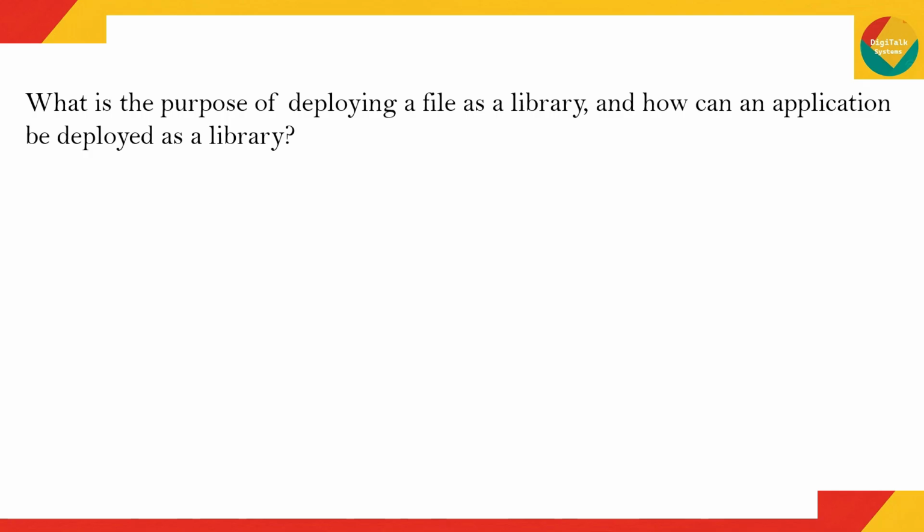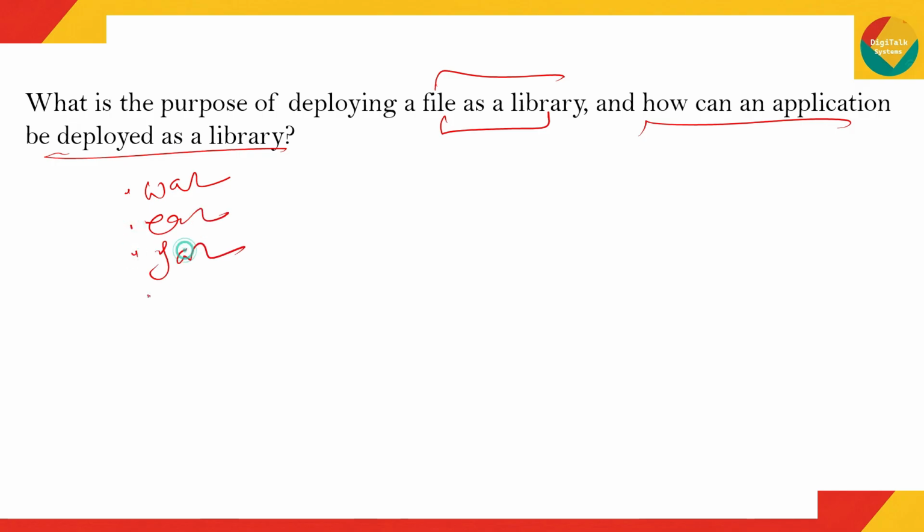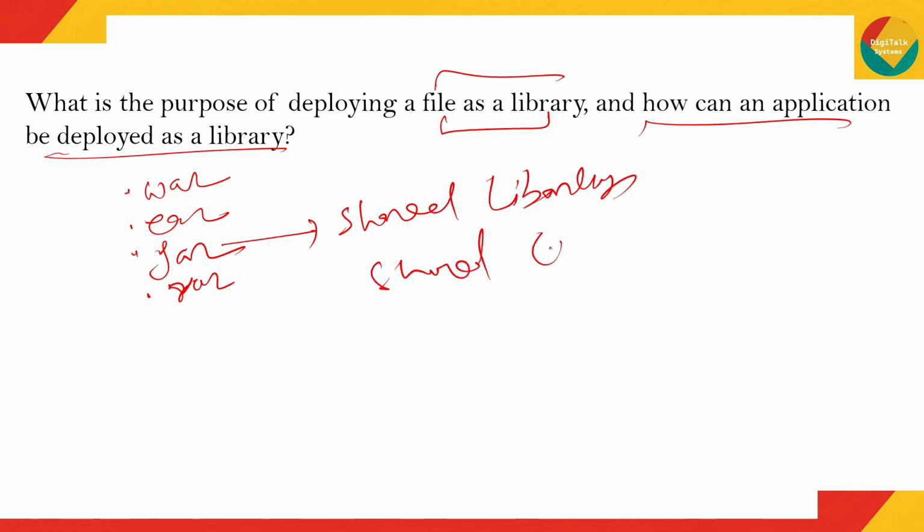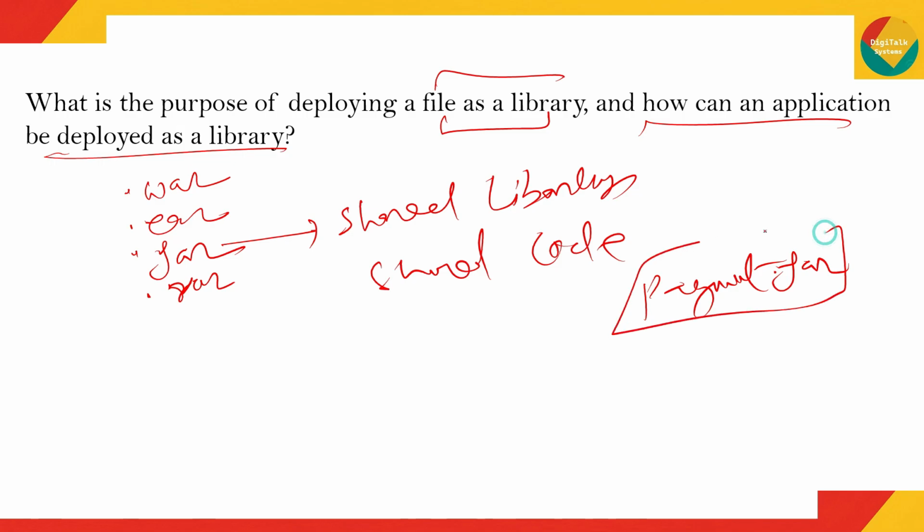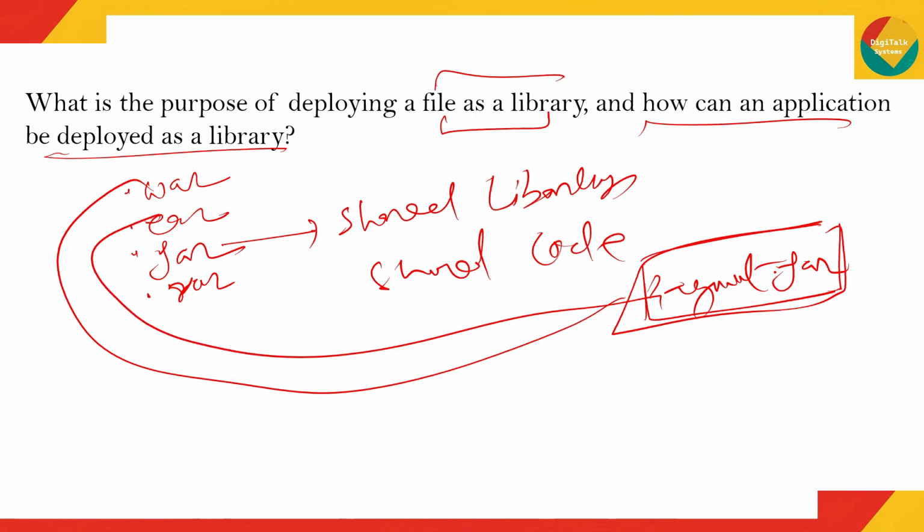What is the purpose of deploying a file as a library, and how can an application be deployed as a library? We have discussed this earlier as well. We deploy multiple kinds of files: WAR file, EAR file, JAR file, and RAR file. The JAR files are shared libraries, or you can call them shared code. We have some code that is common across multiple applications. For example, I have a payment module. I will create the payment module in a separate file, and I will integrate it into multiple applications wherever I need to integrate the payment facilities.